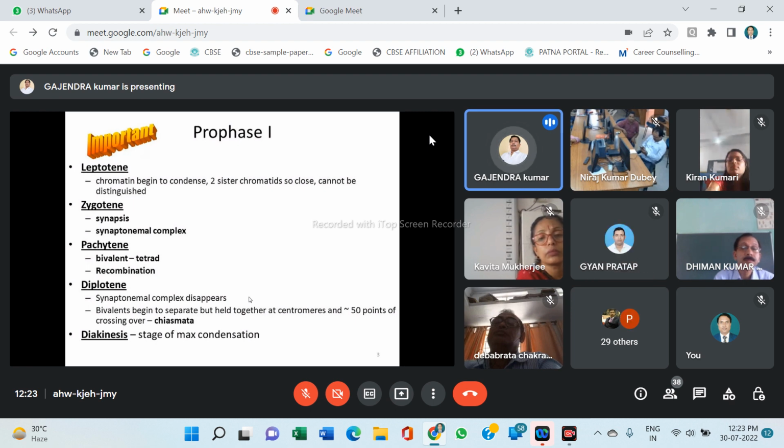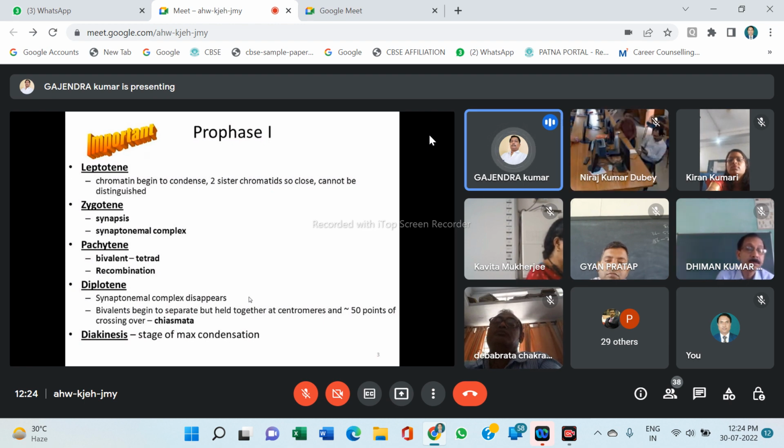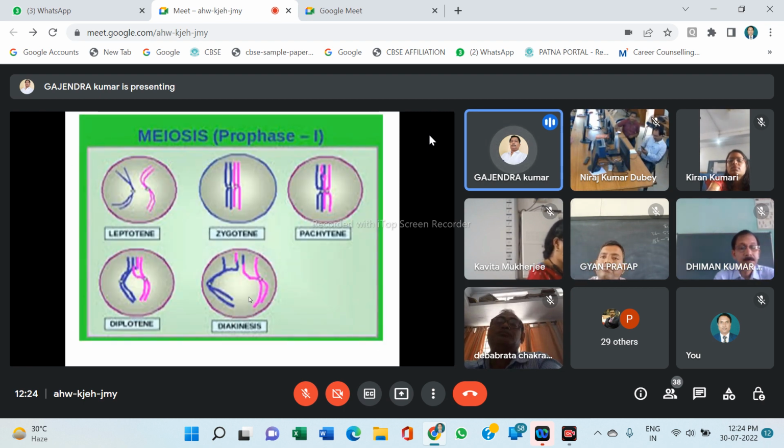Because it is not observed in mitotic cell division. So prophase 1 begins with the leptotene stage, where the chromatin begins to condense; the two sister chromatids are so close that they can't be distinguished. Here we can observe from the image that in the leptotene stage, thread-like structures are being formed. But in the zygotene stage, the homologous chromosomes come nearer and closer.